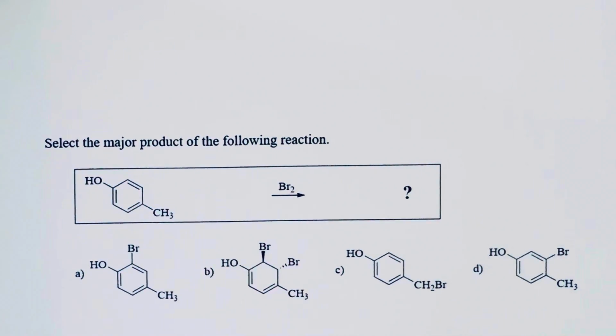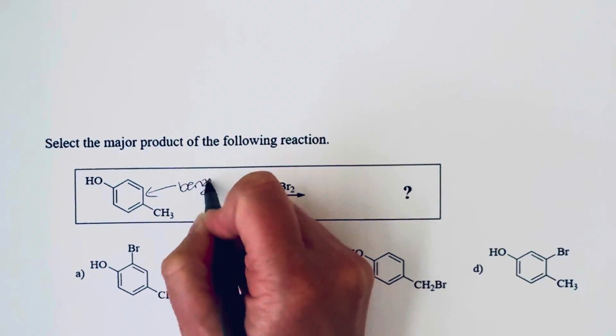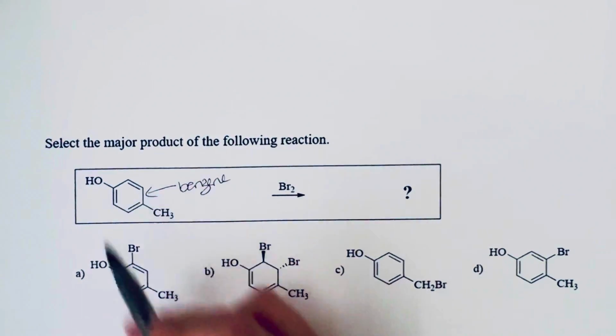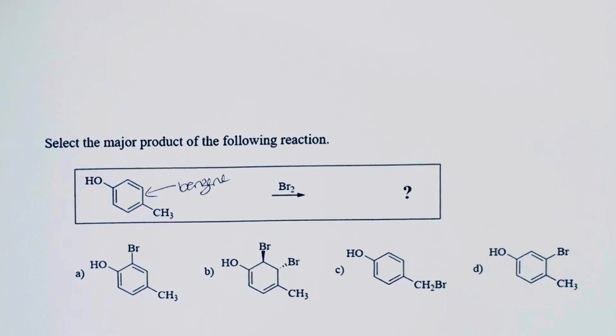Select the major product of the following reaction. So in this reaction, we can see that we have a benzene. A benzene ring is the core part of our molecule. We've also got a methyl group, and we have a hydroxy group. And if we look at our reagents, we are adding just molecular bromine.